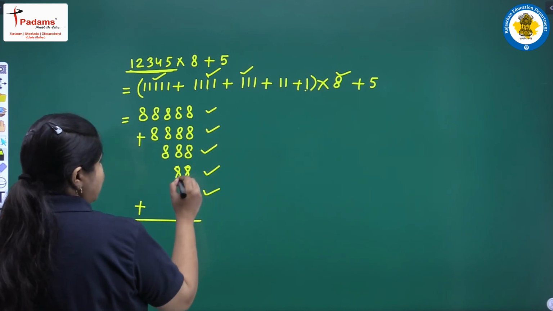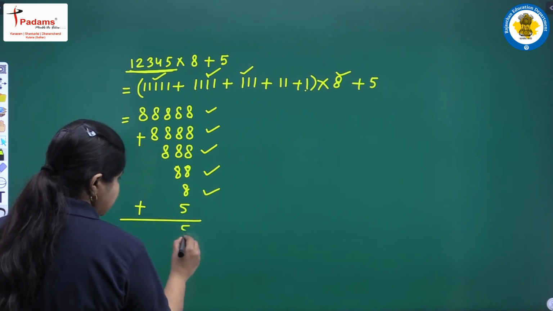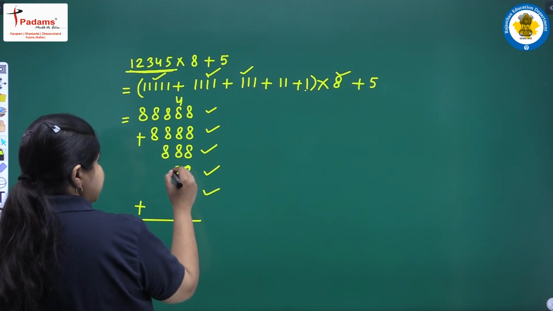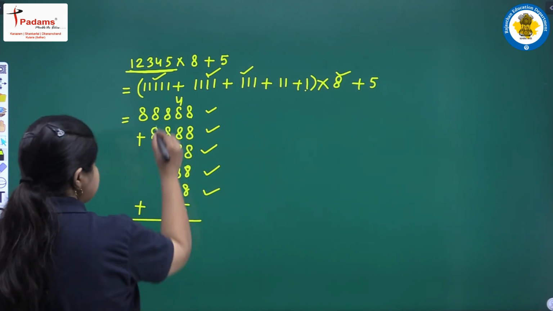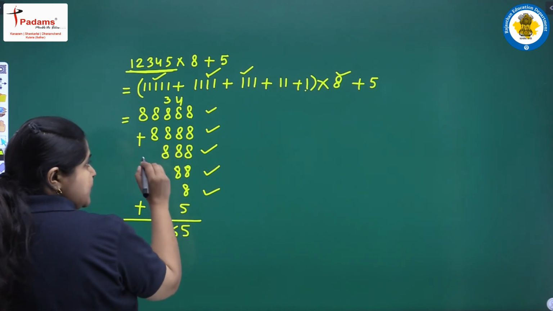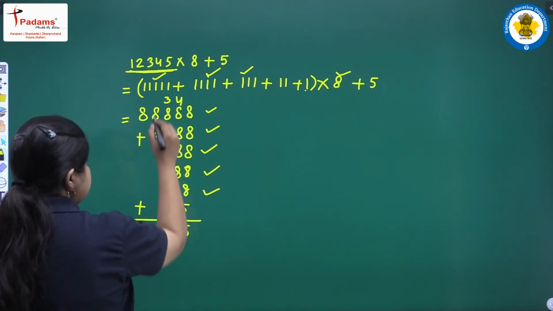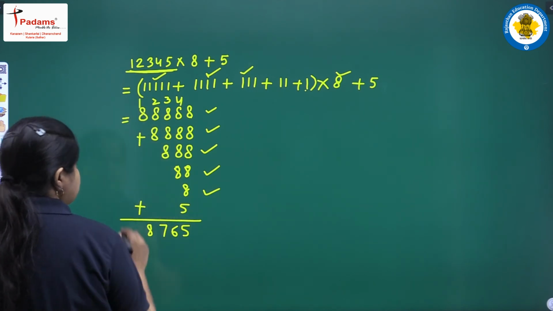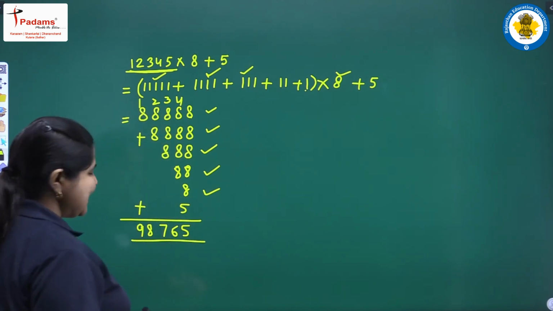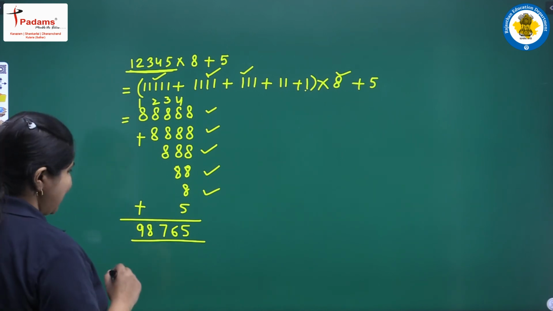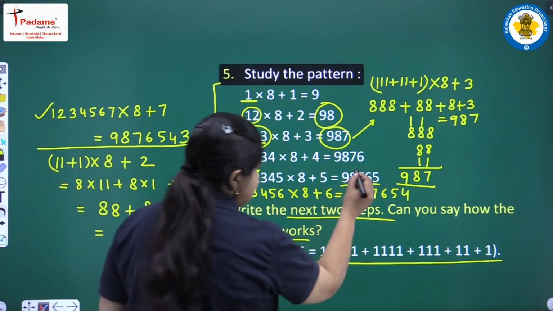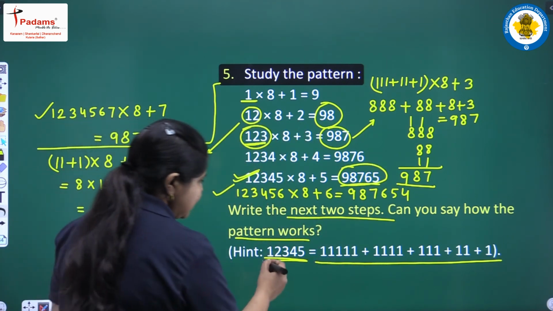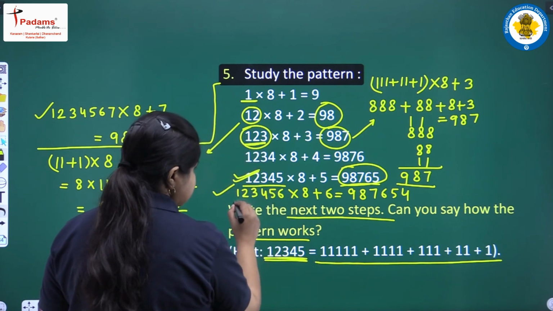1, 2, 3, 4, 5. 5 8s are 40 and 5, it will be 45. 4 carried. 1, 2, 3, 4. 4 8s are 32 and 4, it will be 36. 8 3s are 24 and 3, it will be 27. 8 and 8, 16, 17, 18 and 1, we get 98,765. And this was the answer here, 98,765. So now we can see this pattern behind these type of numbers.